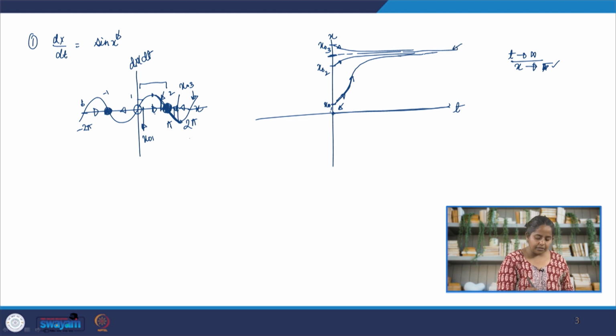Now, what happens if we are starting at the fixed point? So, let us call it x naught 4.